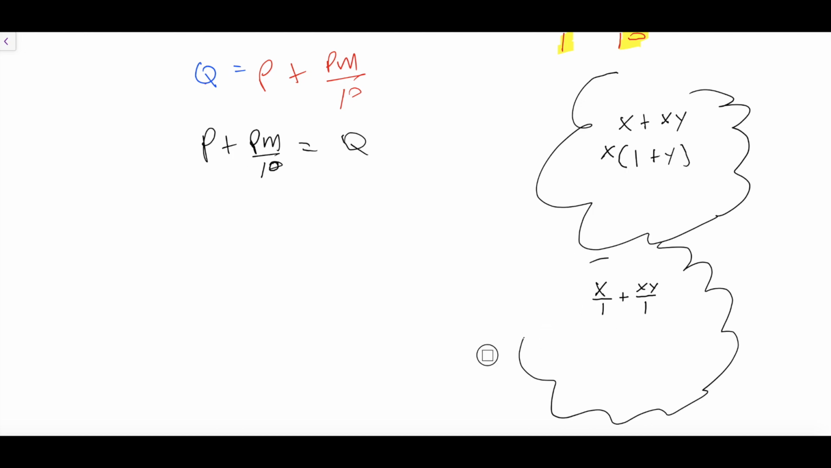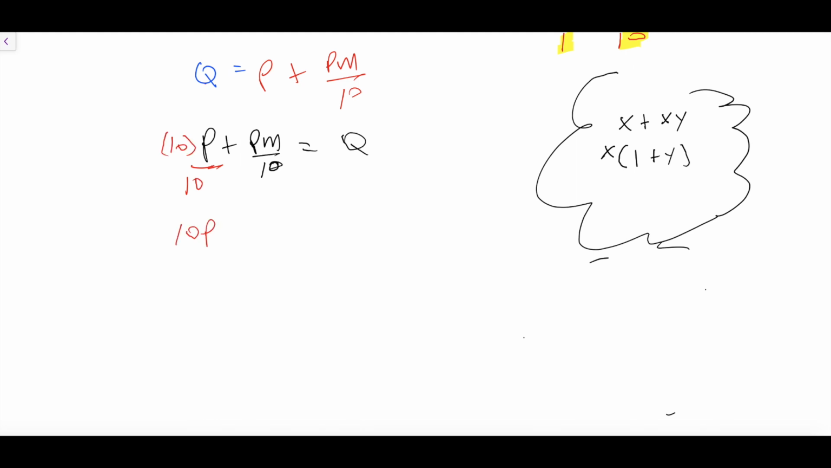The way you can add these two together on the left is you have to have a common denominator. So we have to make it 10. You go 10 here, which means 10P over 10 plus PM over 10 equals Q. Now you can add the tops. 10P can't talk to PM.